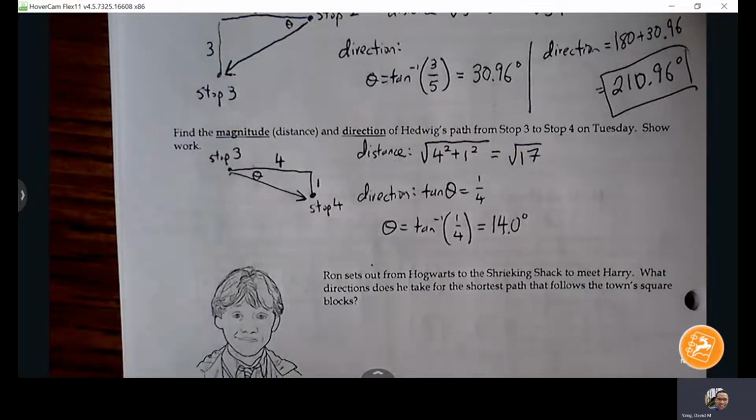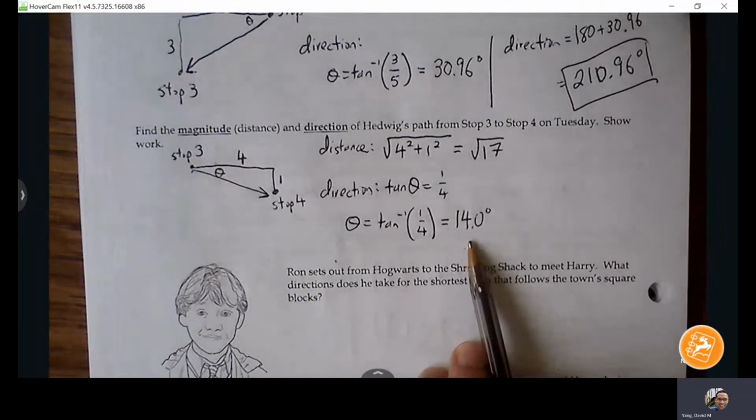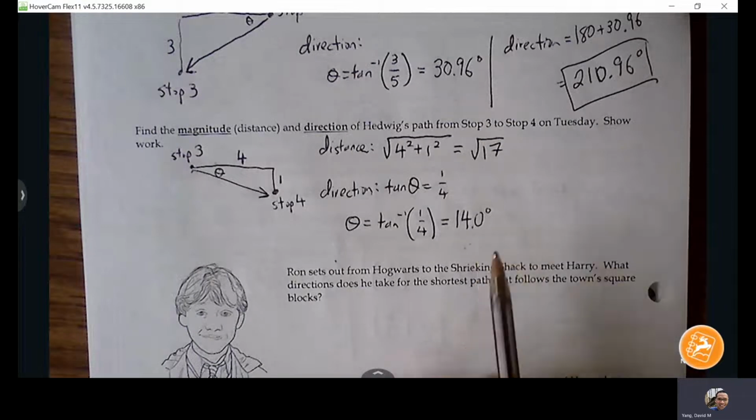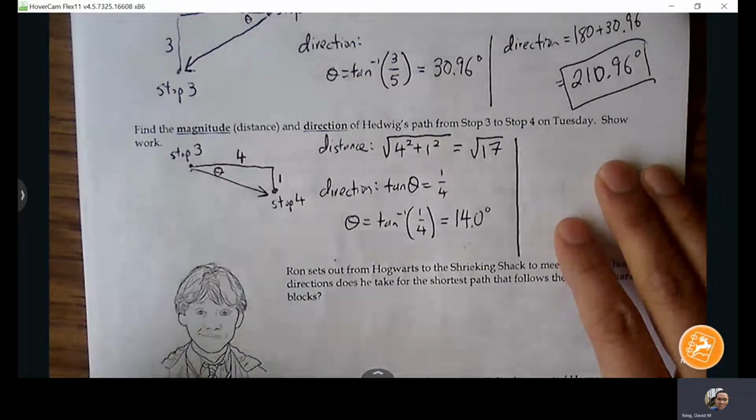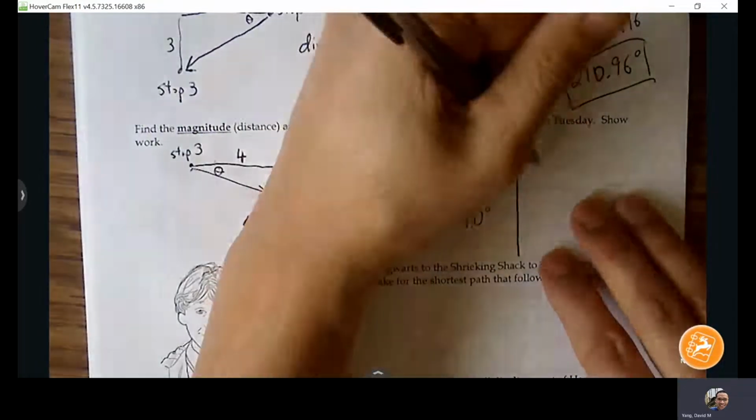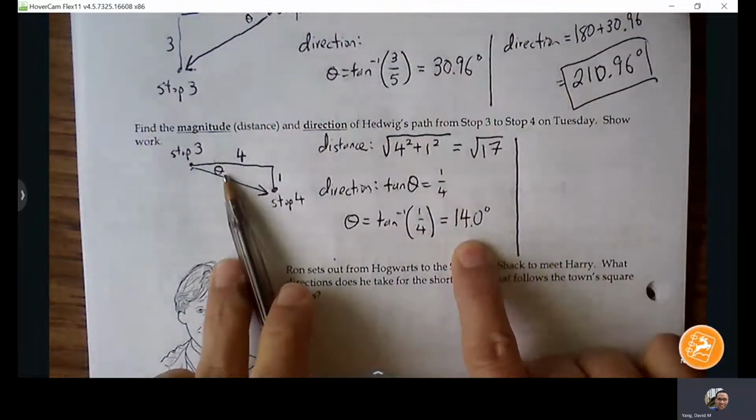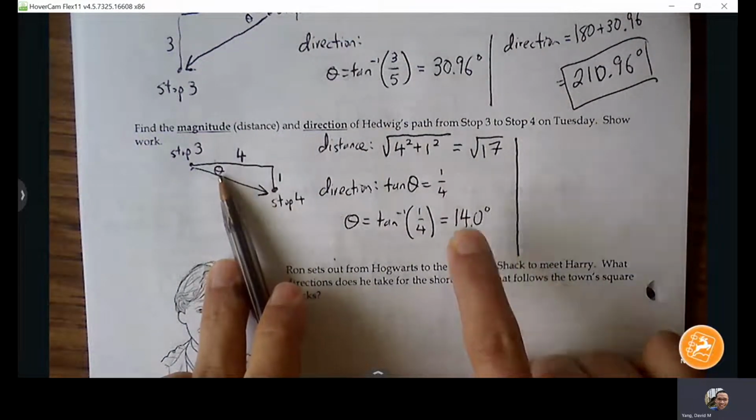Negative 14 degrees. Well, we can just say that as a reference angle, and then we can adjust it to something that's in standard form. So what adjustment is needed here? Fourth quadrant, so 360 minus.